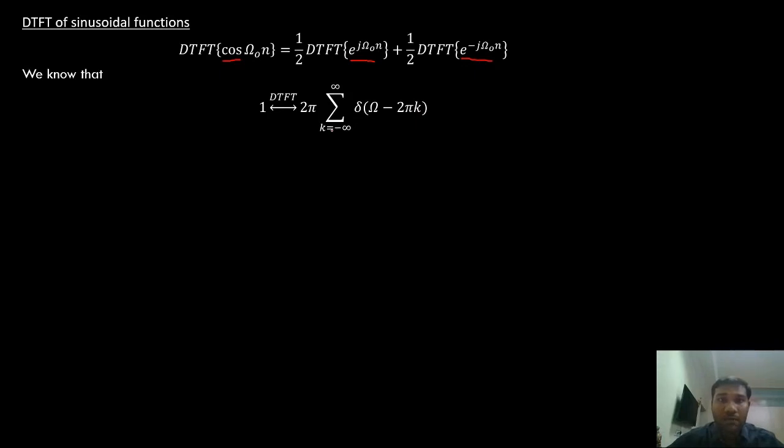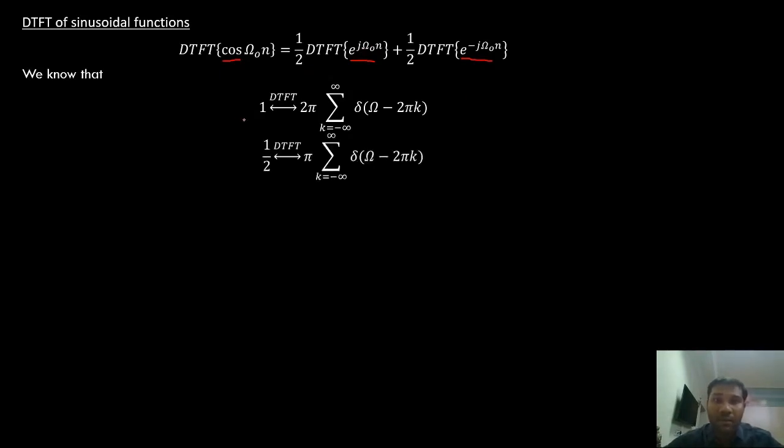Now we'll find DTFT of sinusoidal functions. So this is one sinusoidal function, cos omega naught n. I'm going to write it in the form of complex exponentials, right? We know the DTFT of 1 is an impulse train with the strength 2 pi, right? We have already proved this. Now DTFT of e power j omega naught n. Now I have to apply frequency shifting.